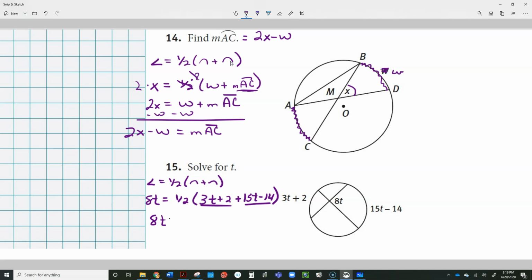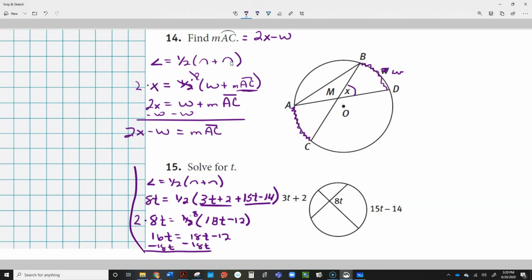So 8t is equal to 1/2 times, simplify all this inside. I believe that comes down to 18t. Positive 2 minus 14, I believe that's negative 12. It's totally up to you. You can distribute the 1/2. I just don't like working with fractions, so when I get a chance, I'm going to get rid of them. I'm going to get rid of that fraction by multiplying by 2, and that becomes 16t is equal to 18t minus 12. Subtract 18t from both sides.